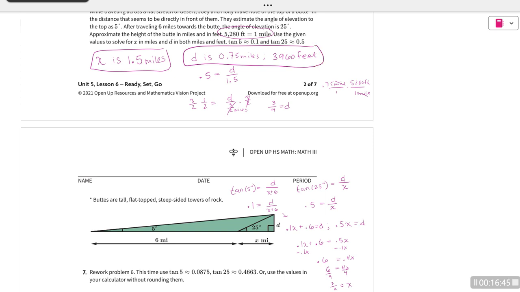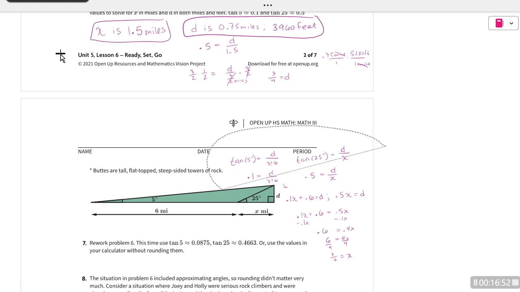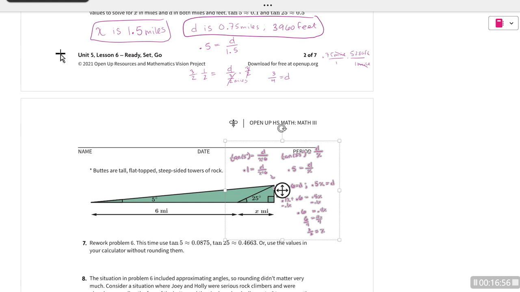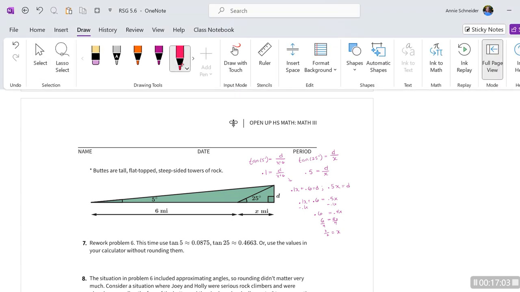Okay, let's move on to problem 7. I know my work is kind of all over the place there. Let's clean it up just a tiny bit before we move on to 7. There we go. It's a little bit neater there. At least it's kind of all in the same problem.